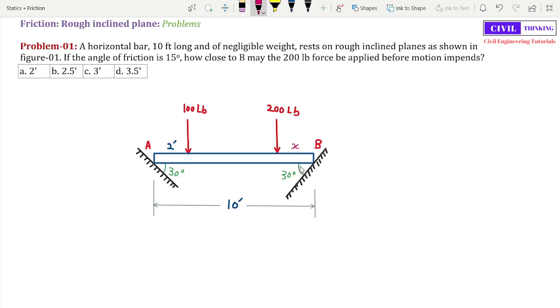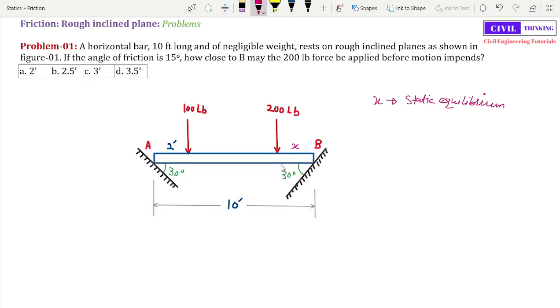So what does it mean? We will find the value of x corresponding to the static equilibrium. What does it mean? We will assume a location of the 200-pound force such that there is no motion, that is, there is static equilibrium. When the x value is more or less than that value, then the motion will impend.